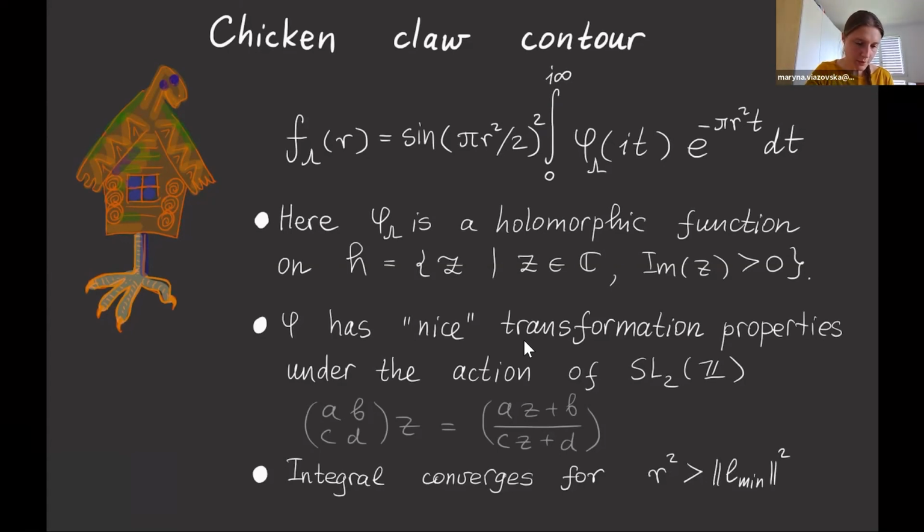here in this situation, this function phi is a holomorphic function, which is defined everywhere on the upper half plane. And we also assume that our holomorphic function has nice transformation properties with respect to the action of the group SL2Z on the upper half plane. The group SL2Z is the group of 2 by 2 matrices with integer coefficients, and this group acts on the upper half plane by linear fractional transformations.